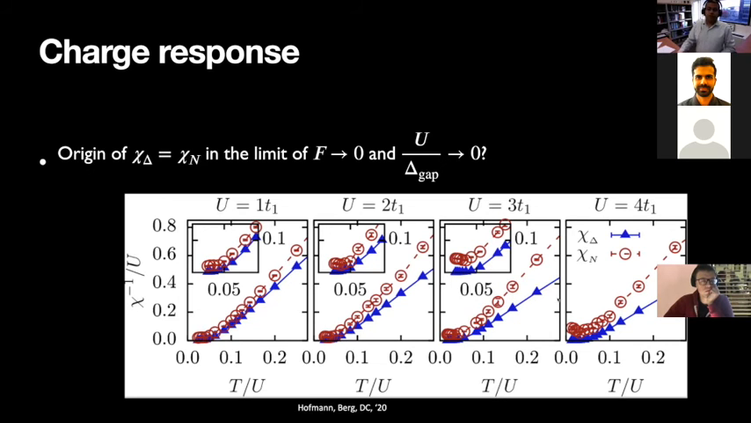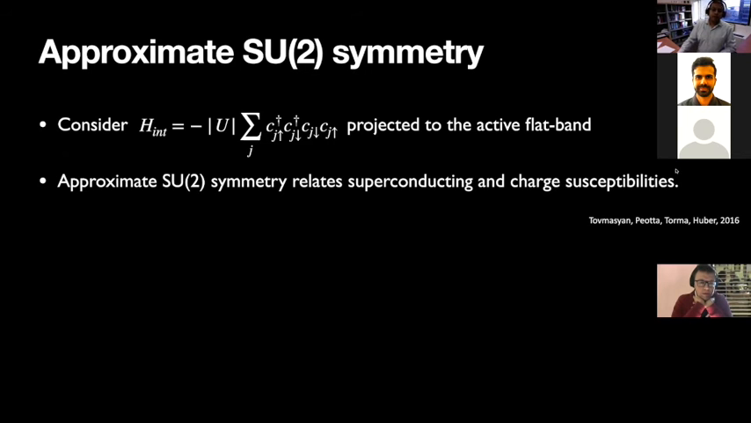So the question is: it can't just be a coincidence, the near perfect degeneracy of the pair and charge susceptibility. So we want to ask why that is. And it turns out that can be understood beautifully because there is an emergent SU(2) symmetry in the problem.